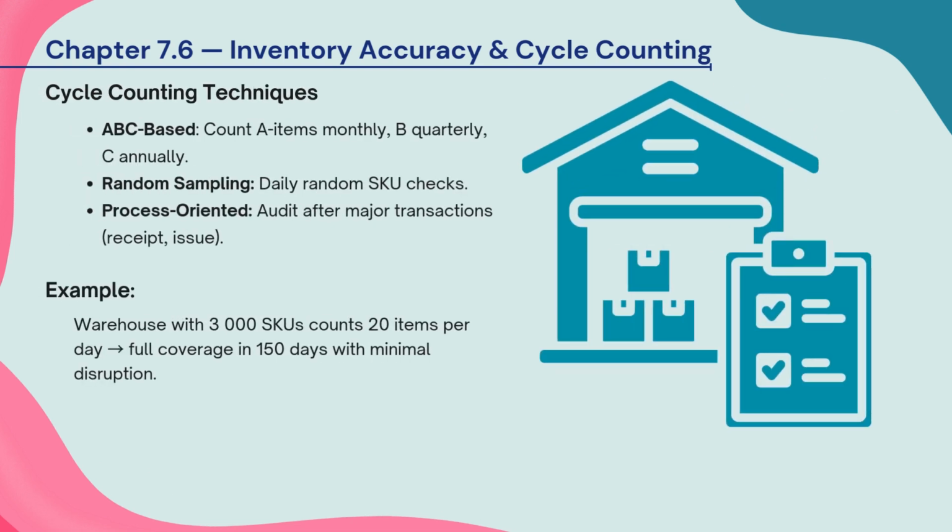Cycle counting techniques ensure inventory accuracy through regular checks. In the ABC-based method, A items are counted monthly, B items quarterly, and C items annually. The random sampling method involves daily random checks of SKUs, while the process-oriented approach audits inventory after major transactions like receipts or issues. For example, a warehouse with 3,000 SKUs can count 20 items daily, achieving full coverage in 150 days with minimal disruption, helping maintain accurate inventory without affecting operations.